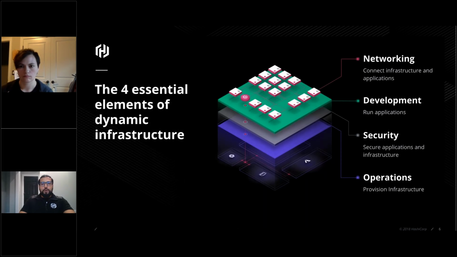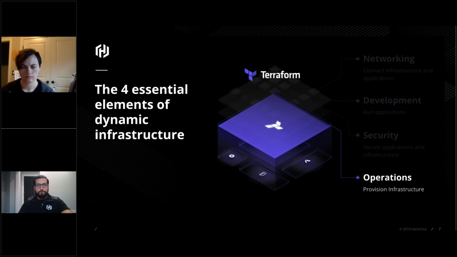So HashiCorp has a set of products in different areas, right? We have the product called Terraform, which is an operations product, a product called Vault, which is a security product, Nomad, which is for development, and then we have a product called Consul, which is in the networking space and provides you service mesh capabilities. But essentially, we provide you applications to help with the entire application delivery lifecycle. The talk today is specifically about Terraform, and we'll get into Terraform in depth a little bit more. So let's just move on.